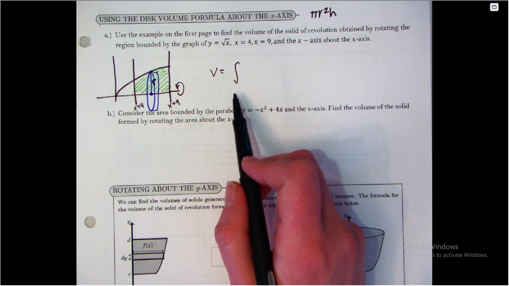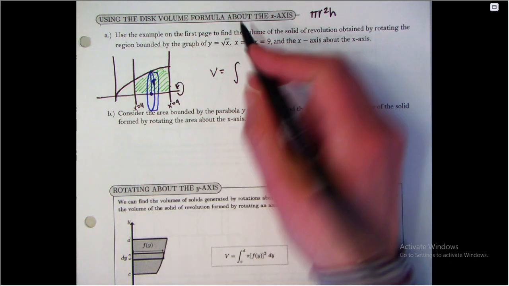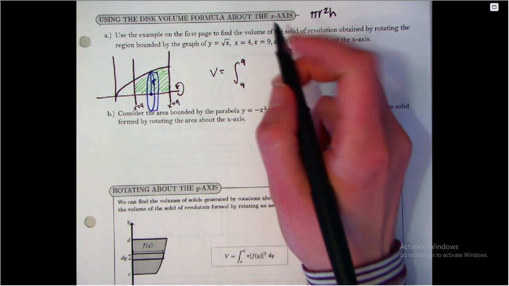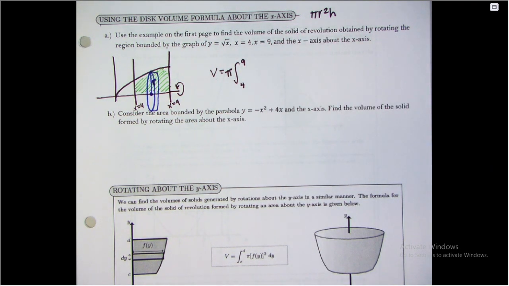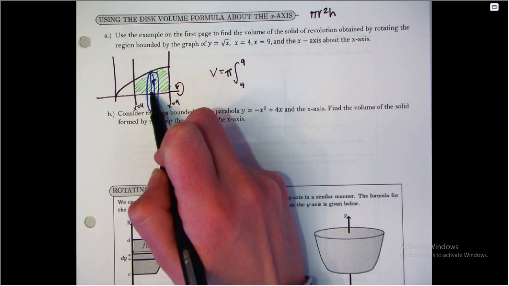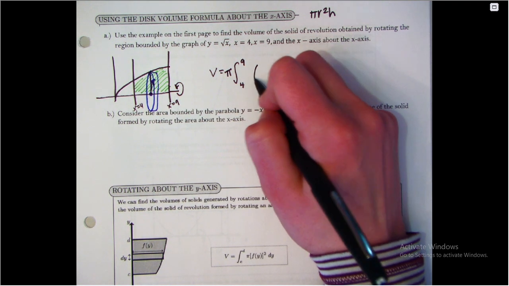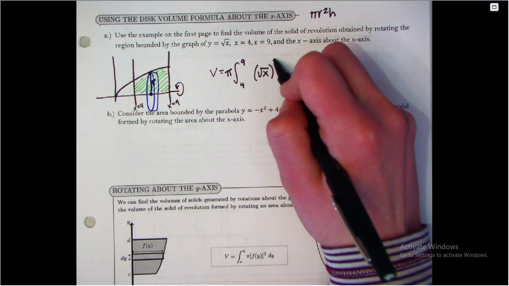So I would want to think about on my bounds, where am I starting to build cylinders? Where am I stopping? In this picture, that would be from 4 to 9. I would have my pi. Now pi is a constant, so I put it out front. The R, I can see in the picture that the radius is coming from the axis of rotation, the x-axis, and the R would take me up to that curve. That curve was the square root of x, and it's pi r squared.